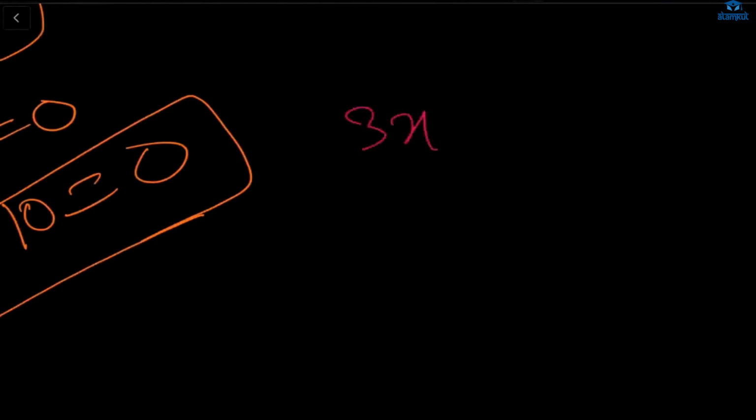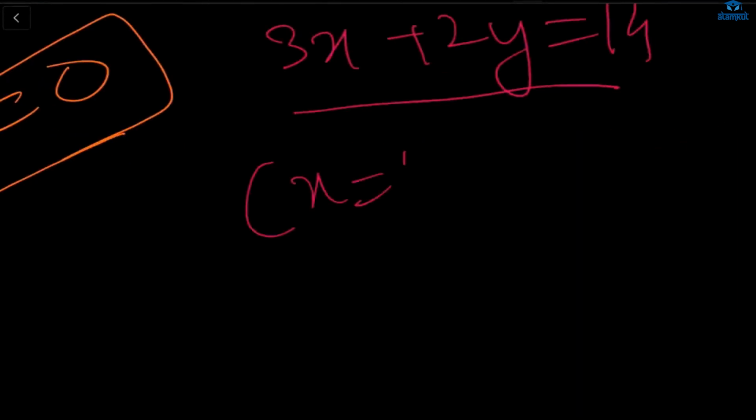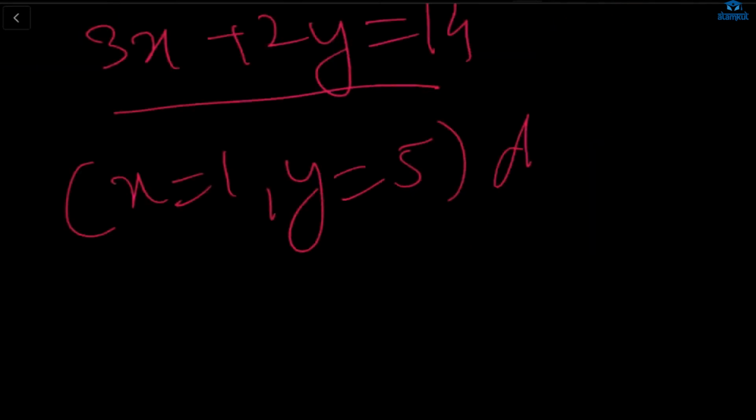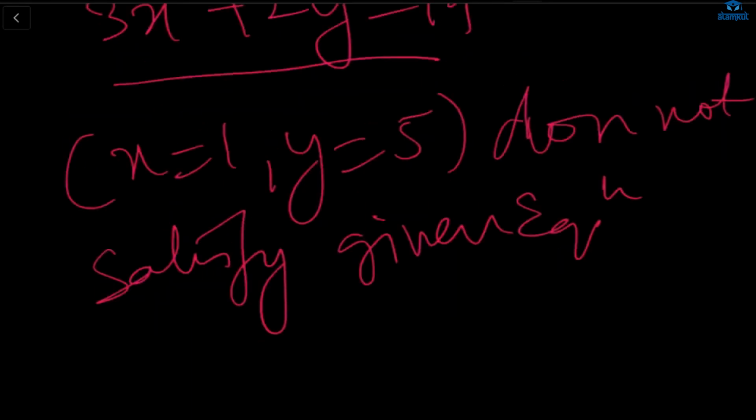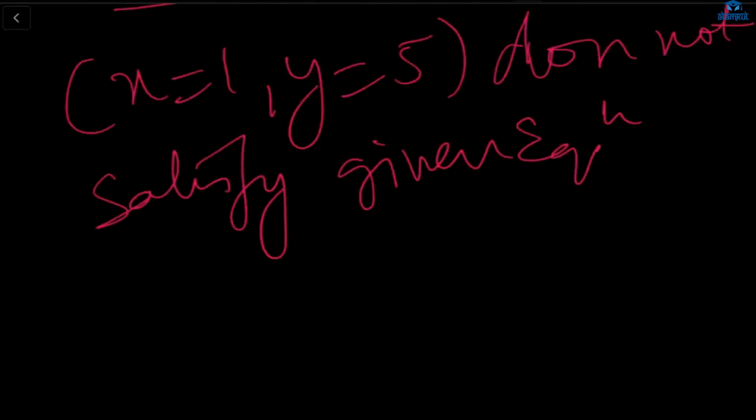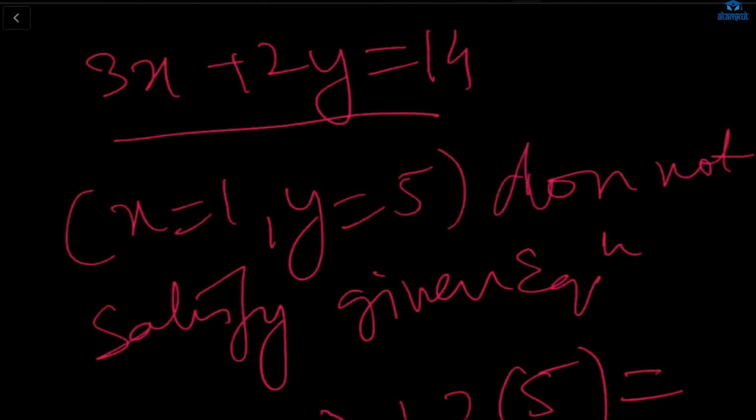The equation was 3x plus 2y is equal to 14. This was your equation, and it was telling you x is equal to 1, comma y is equal to 5 is not a solution, it does not satisfy the given equation. How can you check? You will put the values in the equation. So x is equal to 1, so 3 into 1 plus 2 into y, the value we have is 5, is equal to 14.